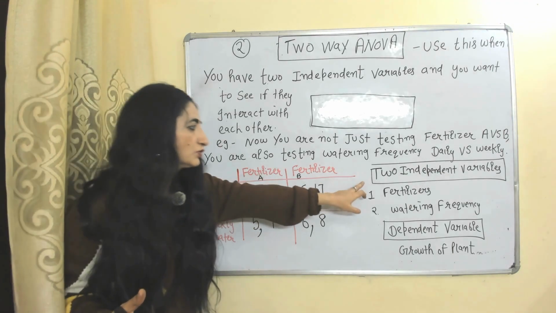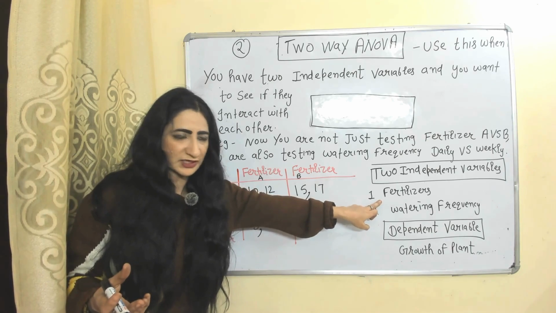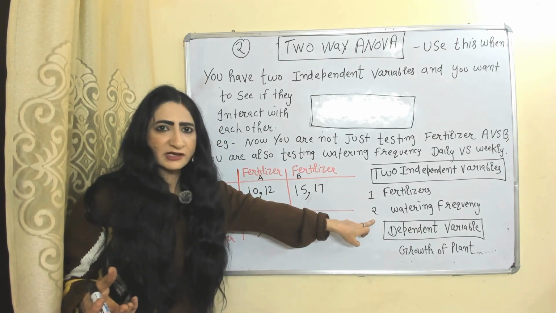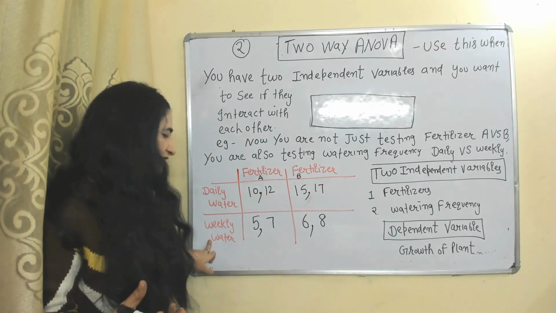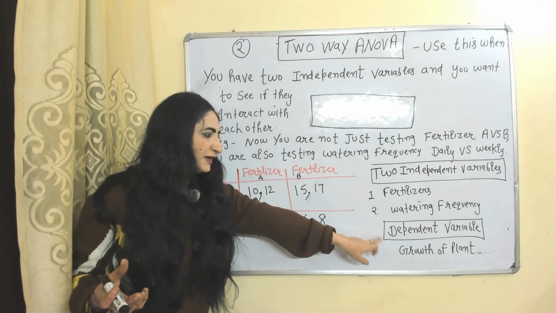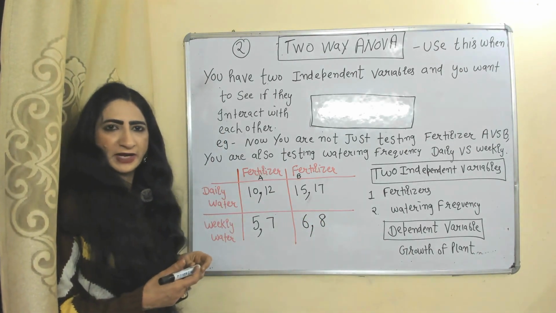So here you have two independent variables. First is fertilizer, second is watering frequency, daily versus weekly, and the dependent variable which is growth of the plant.